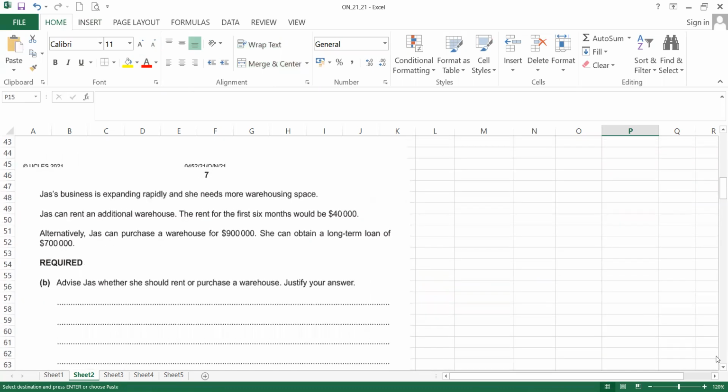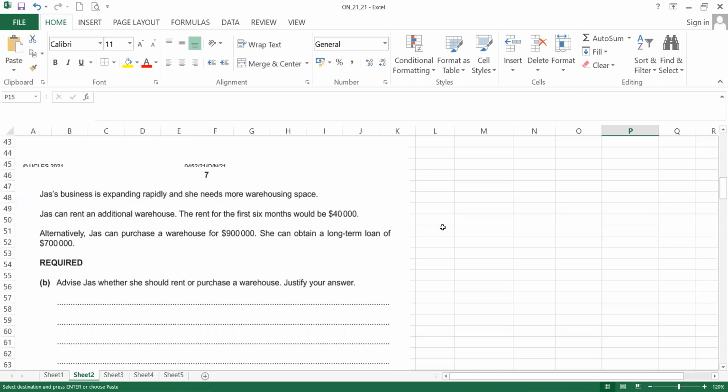Now next, Jess's business is expanding rapidly and she needs more warehouse space. Jess can rent an additional warehouse. The rent for the first 6 months would be 40,000. Alternatively, Jess can also purchase, which is 900,000. She can obtain a long-term loan of 700,000. So what is the implication? Advise Jess whether she should rent or purchase a warehouse.